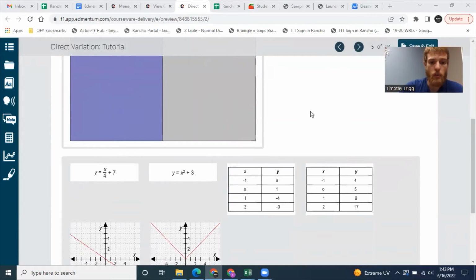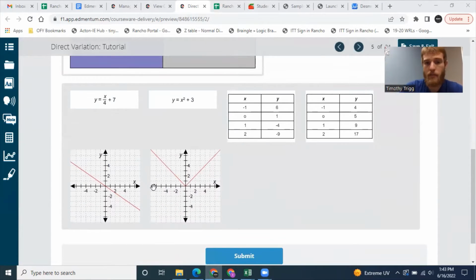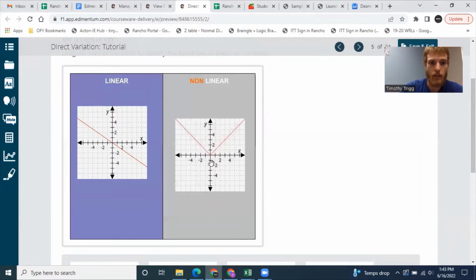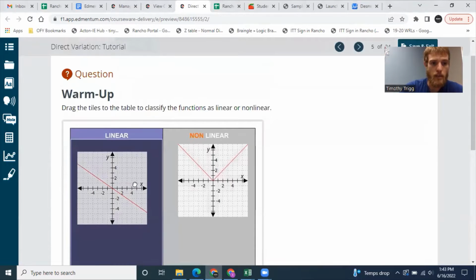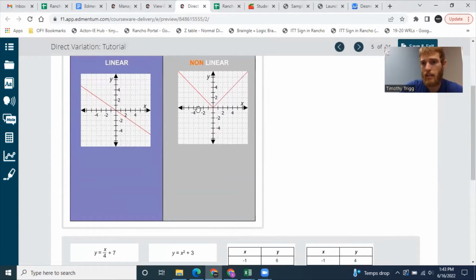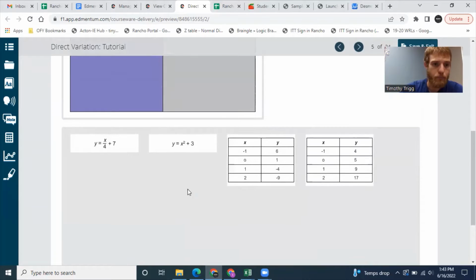Okay, so let's go ahead and take a look. From the graphs, it's pretty easy. This one's a line. Okay, so that one's a line. This one is not a line. That's pretty easy. You can see that forms a line, whereas this V shape is not a line. It looks like kind of two parts of a line, but it's not a line.